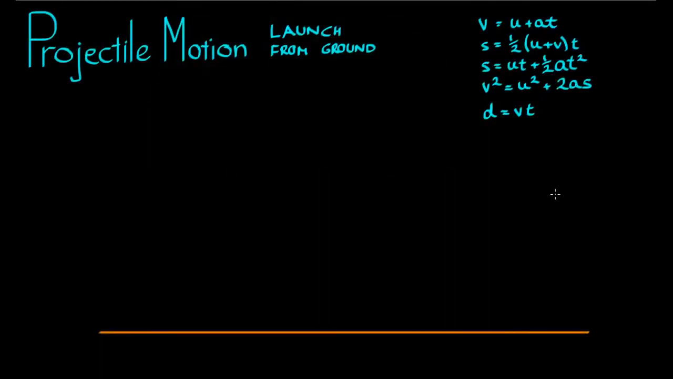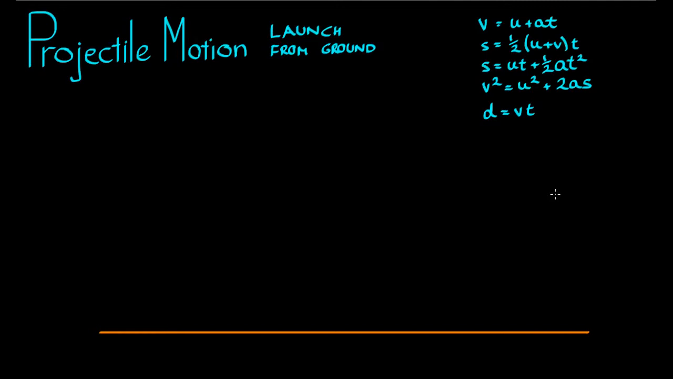Hi everyone, you're watching a video in the motion series of VCE Physics, and we're going to look at projectile motion specifically in this video. Now the first projectile motion video I did involved a cannonball being shot directly horizontally off a cliff.